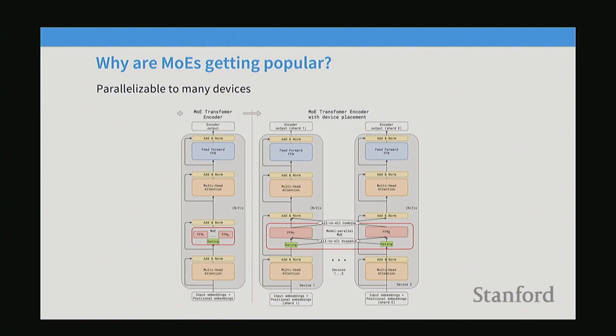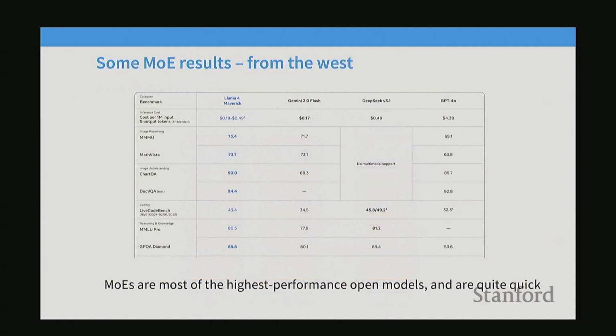So it's a natural cutting point to be able to shard your model into different devices. This is called expert parallelism. And this is another reason why MOEs are very popular, right? If you really want to parallelize really big models, this is a thing that you're going to have to do.